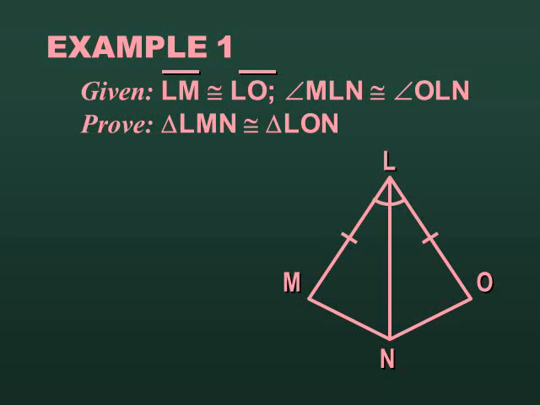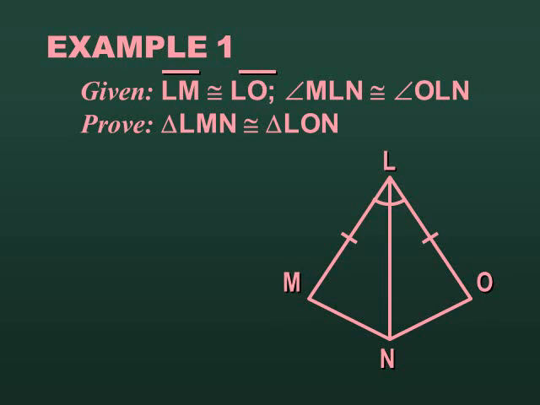Okay, so for the first example, there's a picture that talks about what's given, and we have to prove that the 2 triangles are congruent. Now let's just talk about this before you look at the proof, because this is actually a really short proof. If you look, we have a side and an angle already given to us. So we either need to have another angle, so we have angle-side-angle, or we have to have another side, so we have side-angle-side.